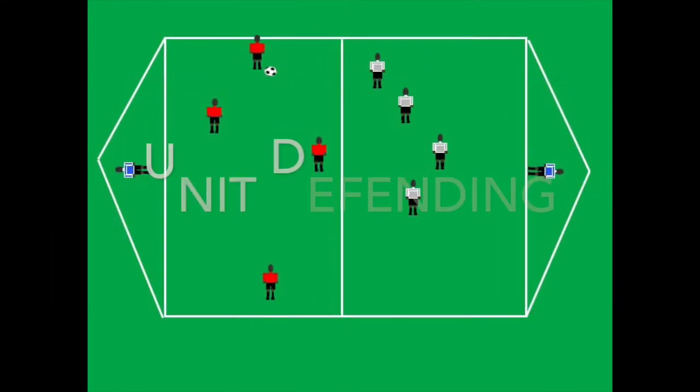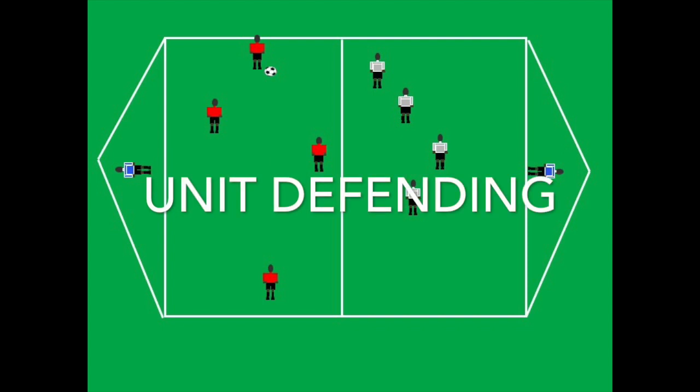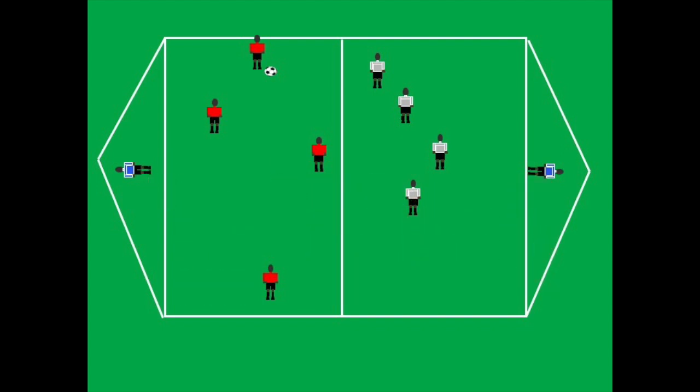This video goes over unit defending and defending using constraints. So we start off with the 4 red players who could be placed anywhere on that half of the field, 2 target players on the end.